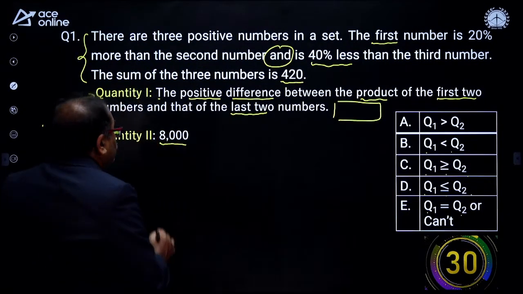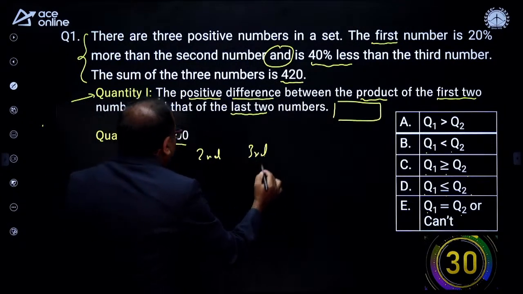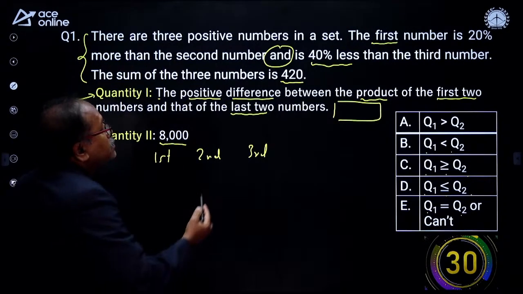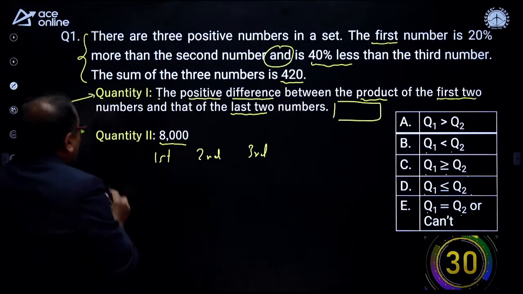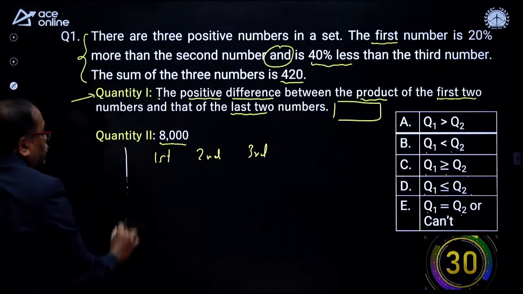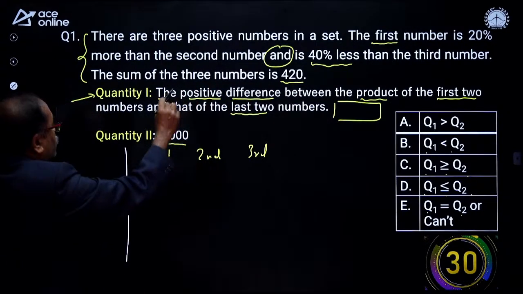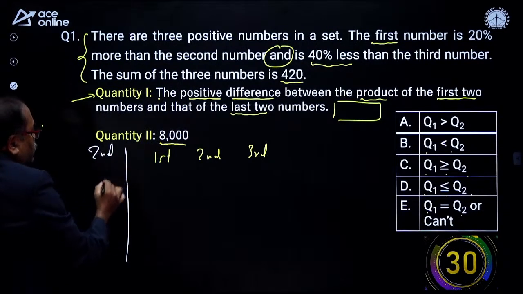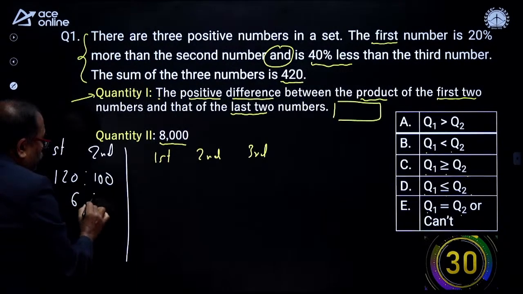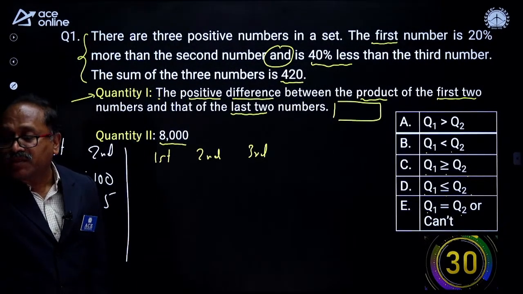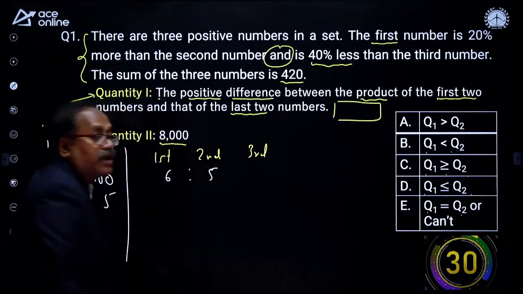Shall we try this? Let's take that this is the first number, this is the second number, and this is the third number. We have 3 numbers given. And it is said that the first number is 20% more than the second number. How do I convert the percentage to ratio? If the second number is 100, then the first number will be 120. In other words, the ratio is 6:5. So my first number to second number ratio is 6:5.